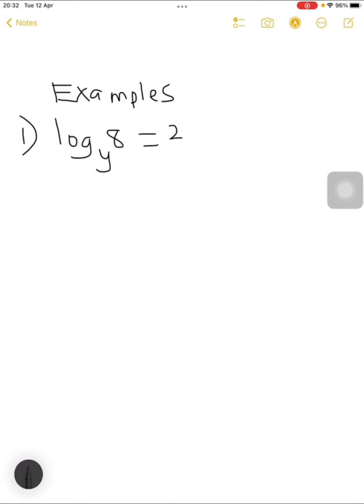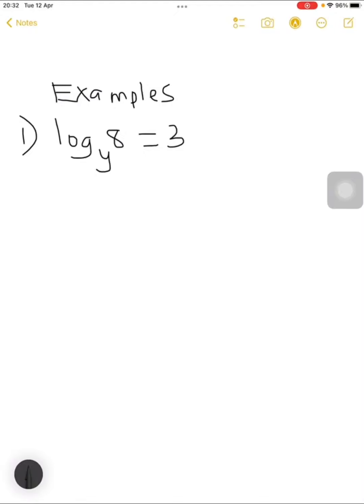So let's look into examples now. Example number 1: we have log of 8 base y is equal to 3. We want to solve for the value of y. Find the value of y.